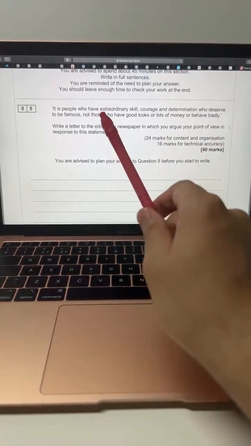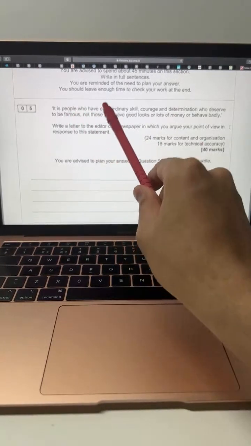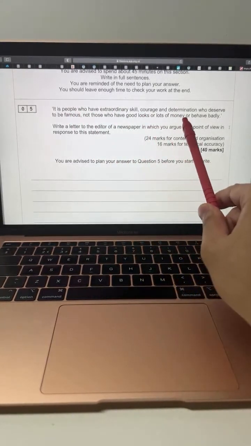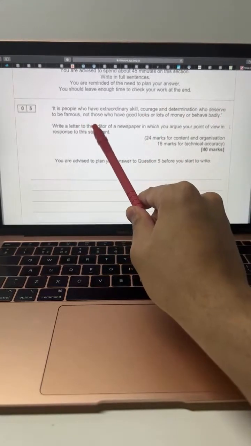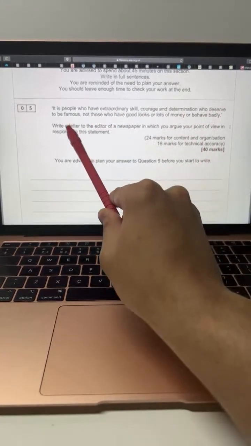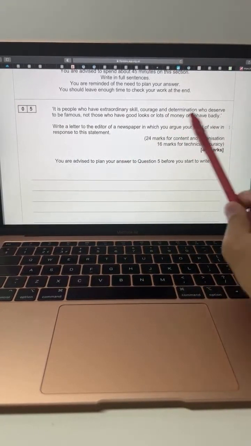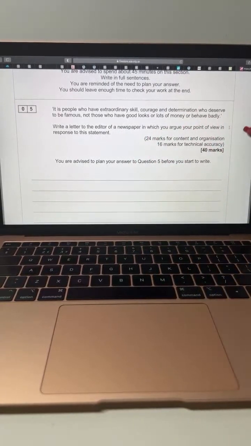So let's have a look at this question, and I'll just go over it very quickly and very briefly. It is people who have extraordinary skill, courage, and determination who deserve to be famous, not those who have good looks or lots of money or behave badly. Write a letter to the editor of a newspaper in which you argue your point of view in response to this statement. And notice, look at this side here, 24 marks for content and organization and 16 marks for technical accuracy. So again, this question, please make sure you write the best possible answer.